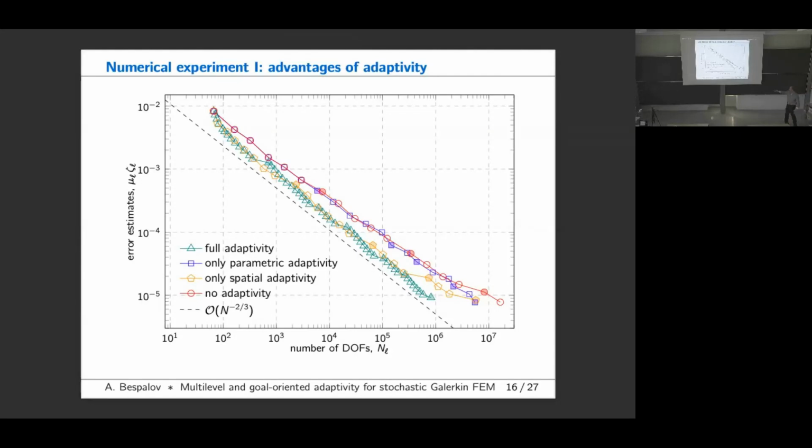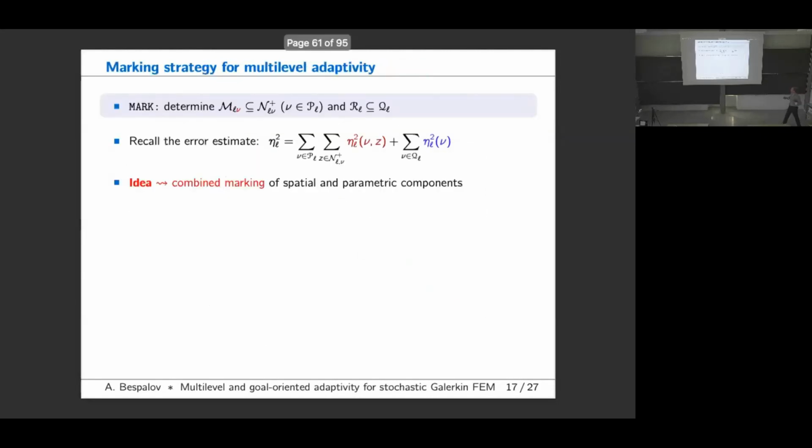But the rate is somewhat suboptimal. You would expect n-1 here. The rate is suboptimal, and this is because it's single level, one single mesh for all parameter modes. And this brings us to the multi-level adaptivity.